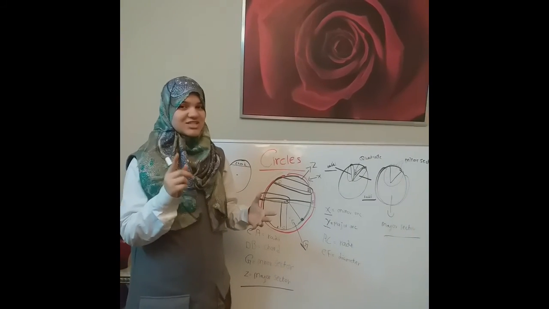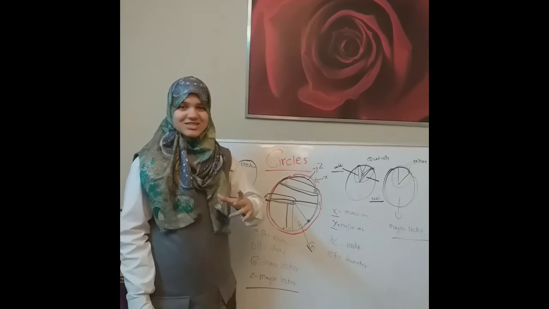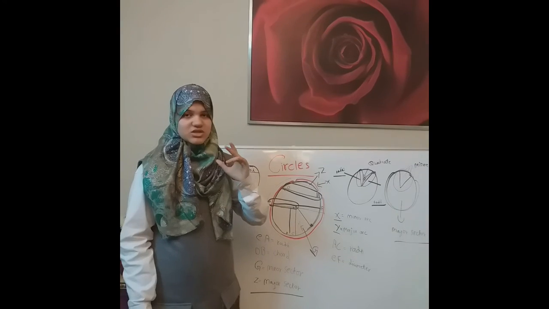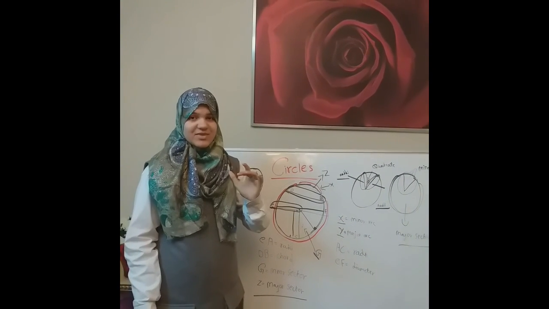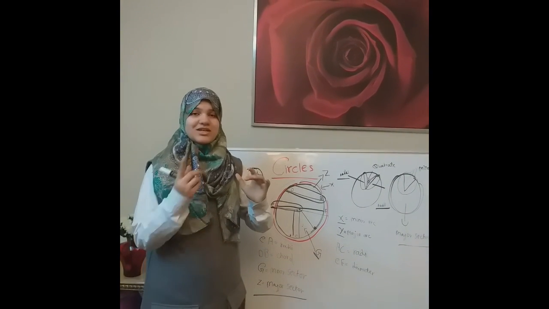And don't forget the formula for diameter, which is twice the radius, or 2 times r, and the radius is half of the diameter.